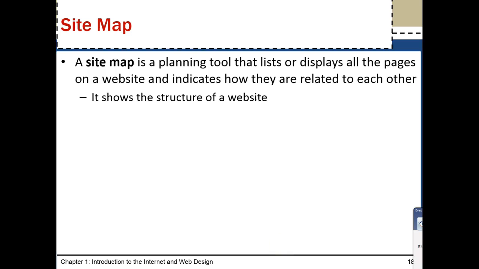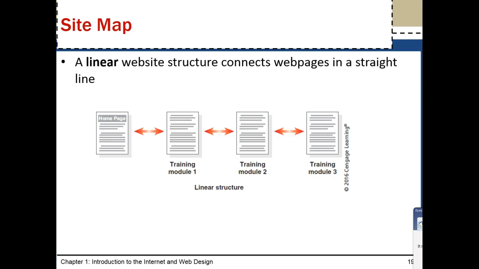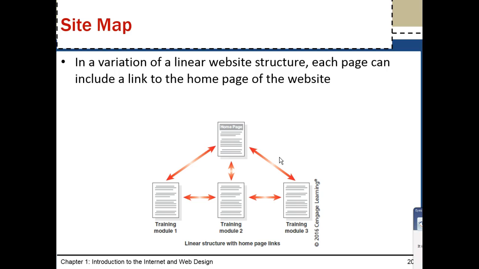A sitemap is also necessary for a website. It's a planning tool that lists or displays all the pages on a website, and it indicates how they relate to each other. We have a few types of structure. One of them is linear structure, which connects web pages in a straight line. So all of these pages, this is a home page, they're all connecting through a straight line. Then we have another version of the linear website, which includes a link to a home page. So from all of these, you will have a link to a home page.